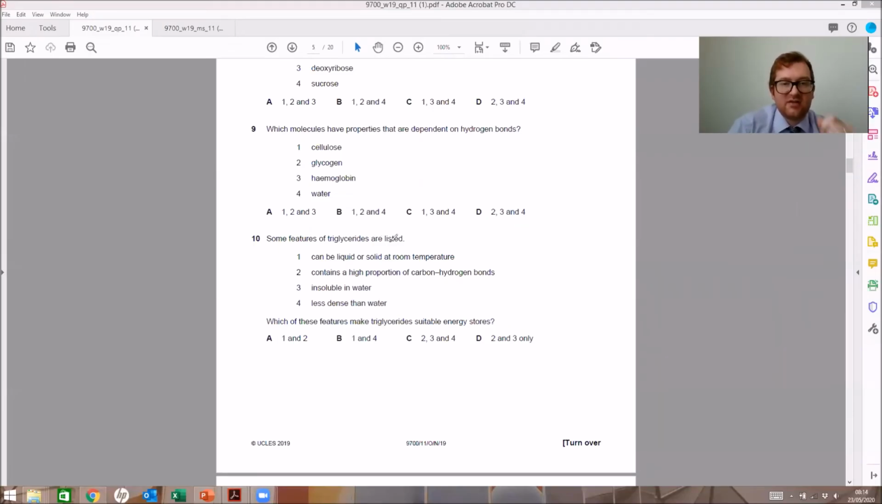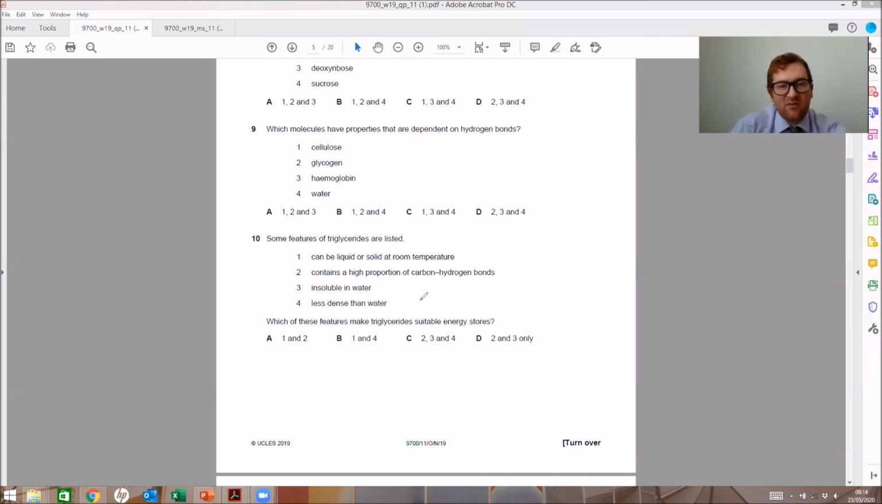Question 10. Some features of triglycerides are listed below. Can be a liquid or a solid at room temperature, contains a high proportion of carbon to hydrogen bonds, is insoluble in water, and is less dense than water. Which of these features make triglycerides suitable for energy storage?